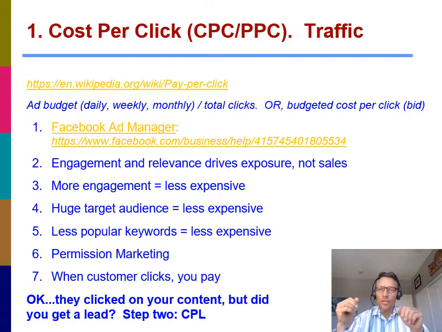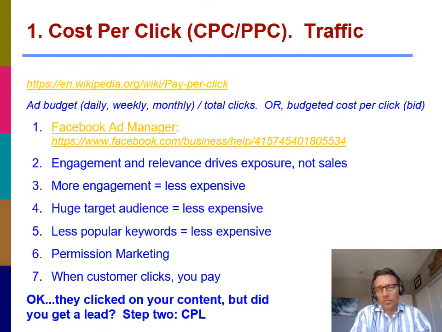So let's walk through each of the steps of that return on ad spend. In the first step, we have a customer clicking on our ad. So that puts us into the cost per click or pay per click category. And when they click on our ad, we're generating traffic to our website. We're generating traffic, but not necessarily any leads or any sales yet.